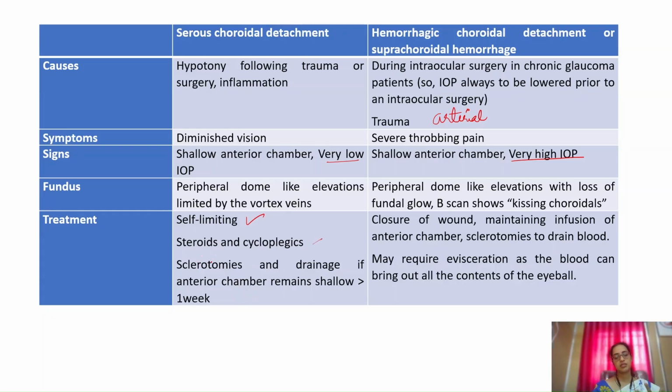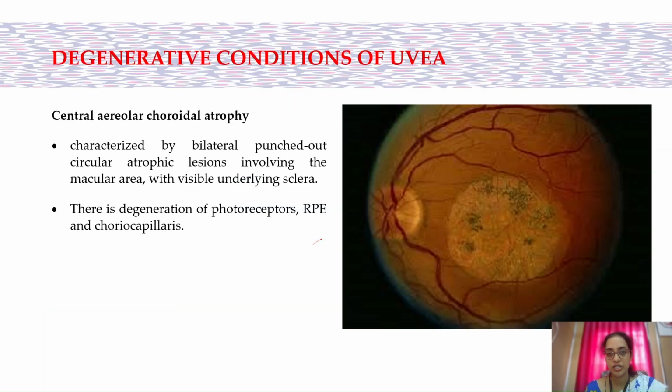If it remains there for more than a week, then you can think of sclerotomies and drainage of the fluid. But for hemorrhagic choroidal detachment, it is an emergency. You have to close the wound, maintain infusion into the anterior chamber, and make sclerotomies to drain the blood. It might even require evisceration as the blood can bring out all the contents of the eyeball. It is a dangerous condition.